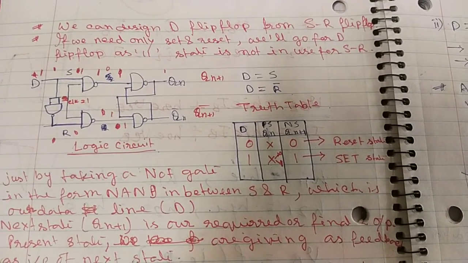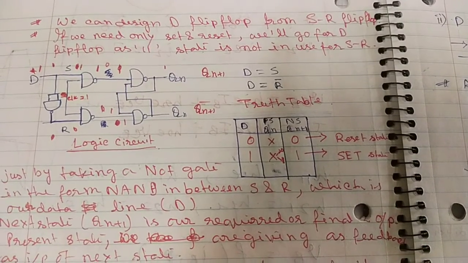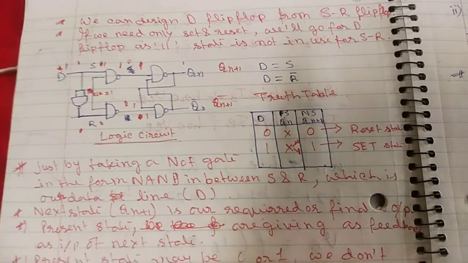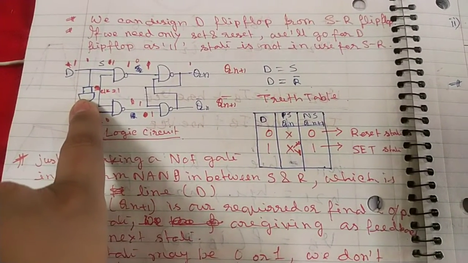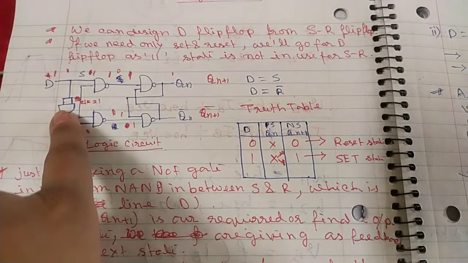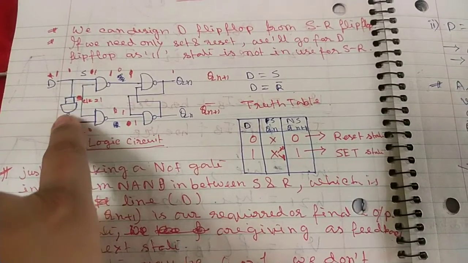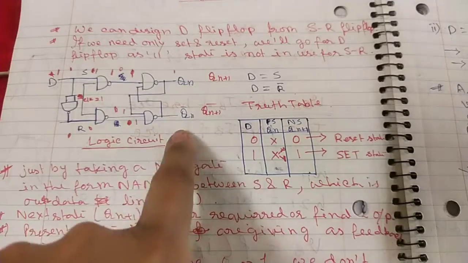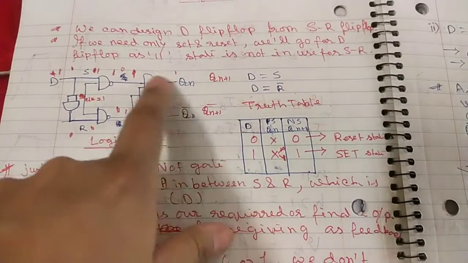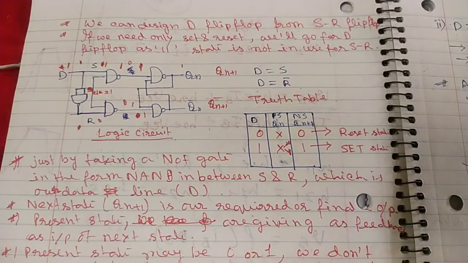But when we need only set and reset states, then we design a D flip flop, and in the logic circuit of the D flip flop we just join the S and R inputs with a NOT gate, which is an inverting gate, NOT gate in the form of a NAND gate here, and then our D flip flop is formed, and the other circuit is the same.